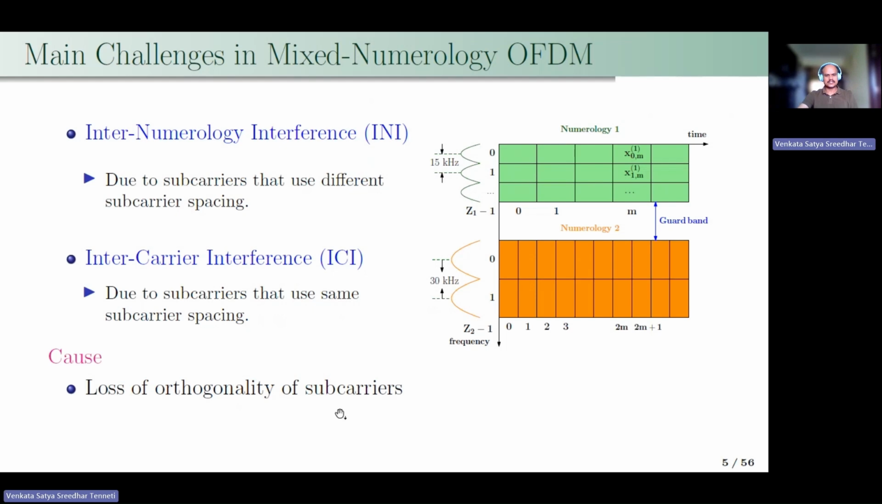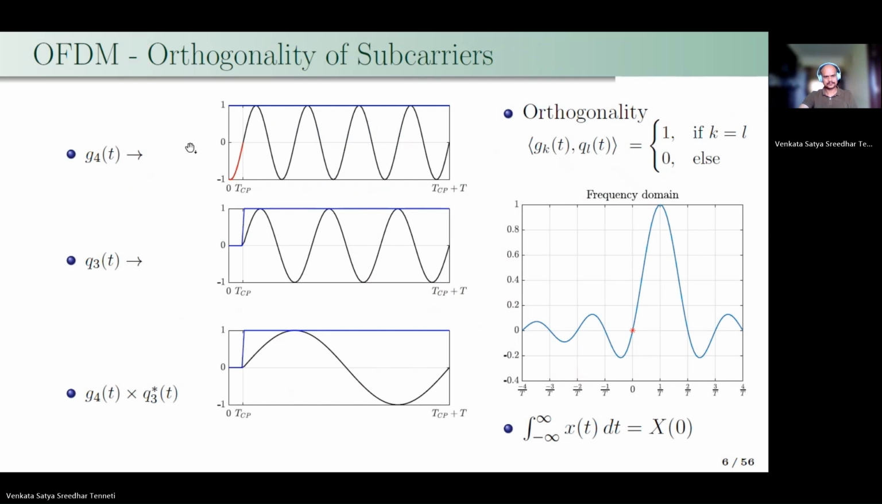To understand the reason behind this, let us see the orthogonality of subcarriers in OFDM. In OFDM, the complex exponentials are the subcarriers. Here I'm showing only the real part for simplicity. The transmit subcarriers are denoted by the functions g of t. They have a cyclic extension, whereas the receive subcarriers are zero within the cyclic duration. At the receiver, an inner product is performed between the transmit and receive subcarriers. Whenever both subcarriers belong to the same frequency, their inner product is 1, otherwise their inner product is 0. So they are orthogonal.